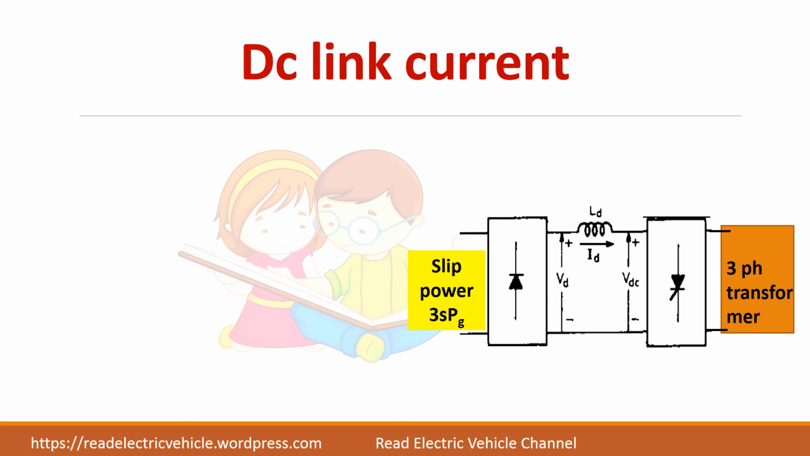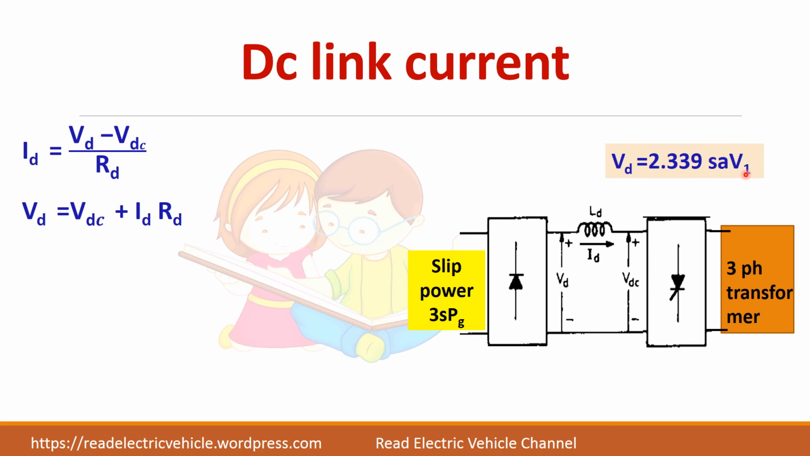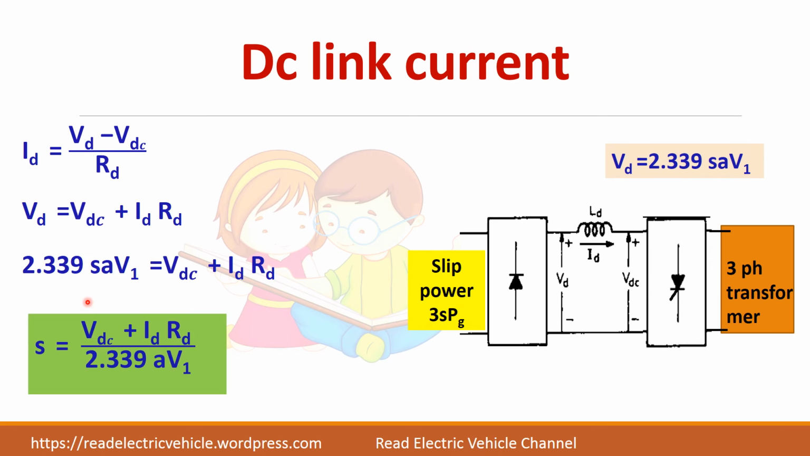Now let us calculate the DC link current. Initially we assume that there is no load and this current is 0. But if we load the system, current will flow, so that torque will develop in the system. So ID is given by VD minus VDC divided by this particular resistance of the coil, so VD minus VDC divided by RD. We can calculate VD from here. But what is VD? This one. So let us substitute this and you can find what is the slip from this one.